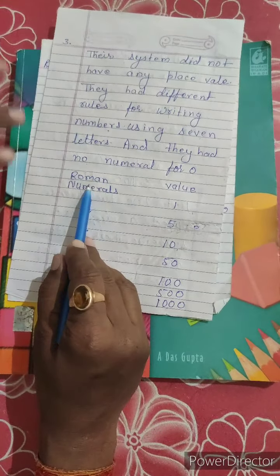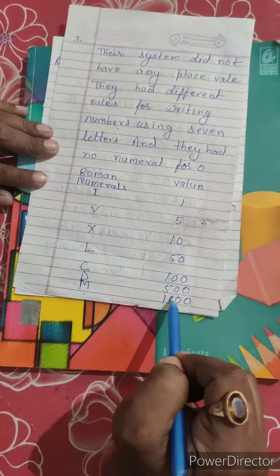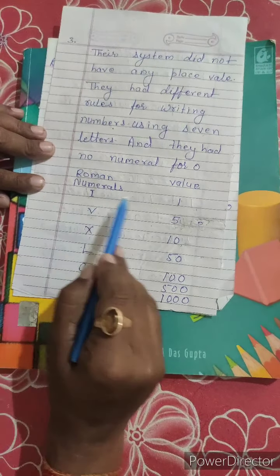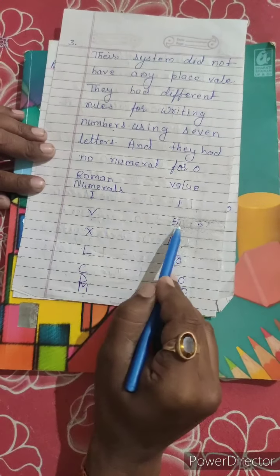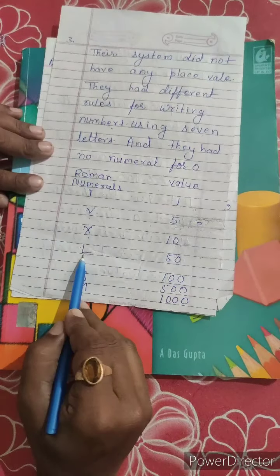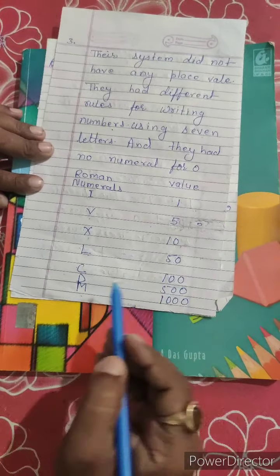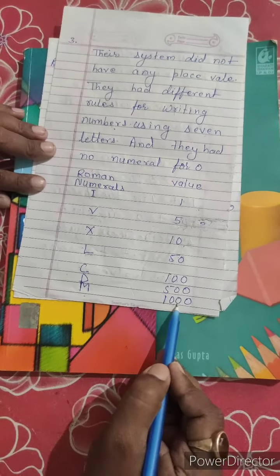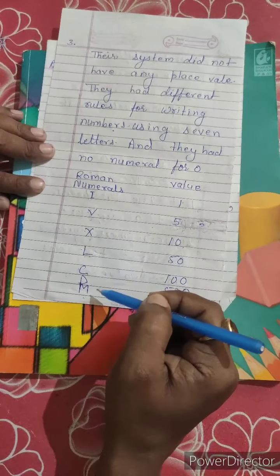Let's take a look. The Roman numerals are written here and here is the value. For the alphabet I, the value is 1, V is 5, X is 10, L is 50, C is 100, D is 500 and M is 1000. These are the values of these letters.